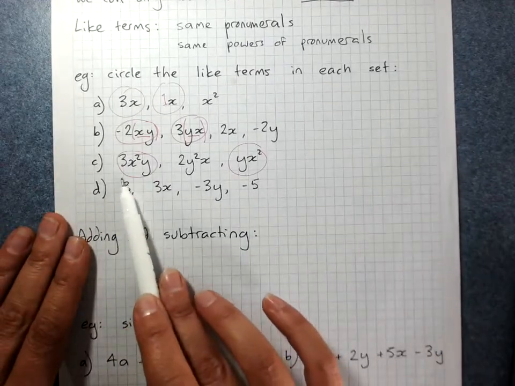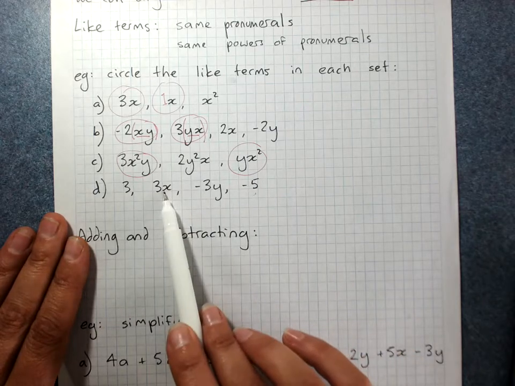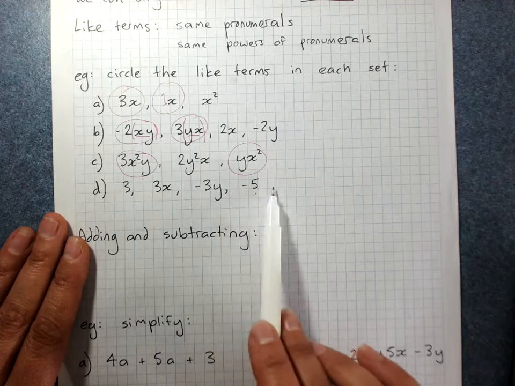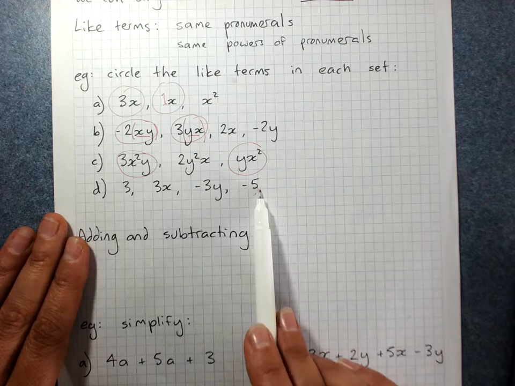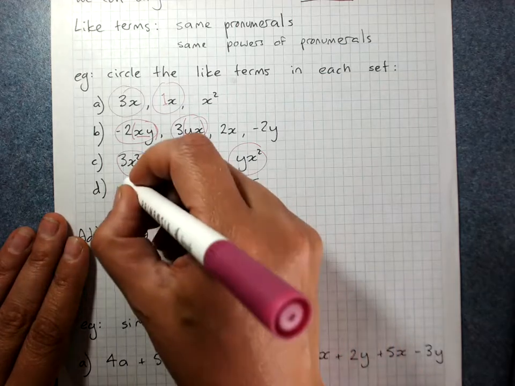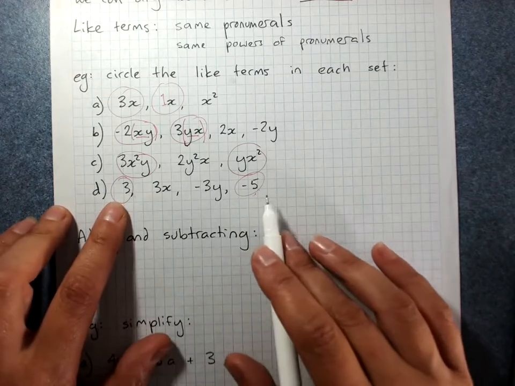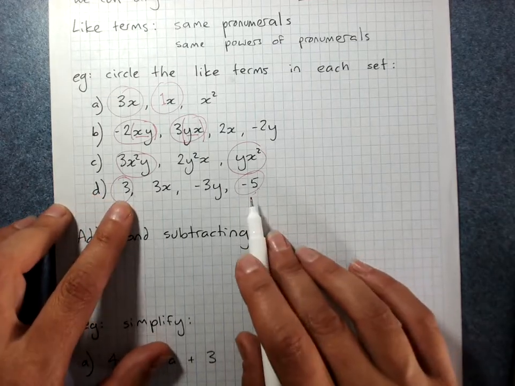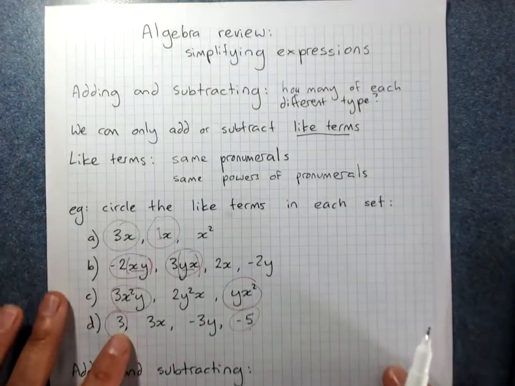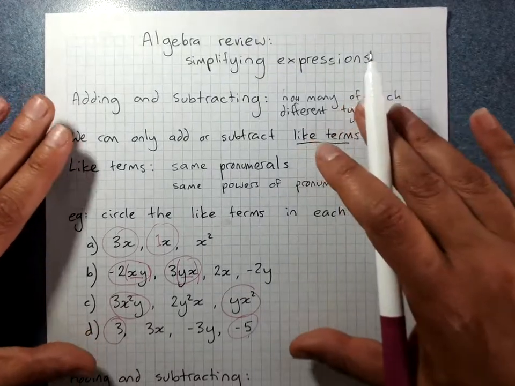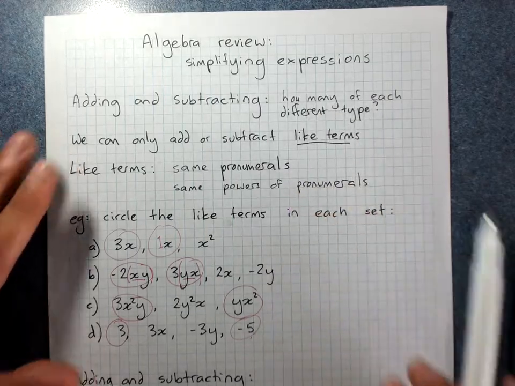And here I've got some constants, that is, numbers without letters. We have a look at the pronumerals, x and y. There's nothing that matches with same pronumerals, but having no pronumeral counts. 3 and -5, we could add or subtract those. I could do 3 plus -5, or I could do 3 minus 5. Normal numbers are also like terms with each other. So don't get too stressed about adding and subtracting. You're just working out how many of each different type we've got.